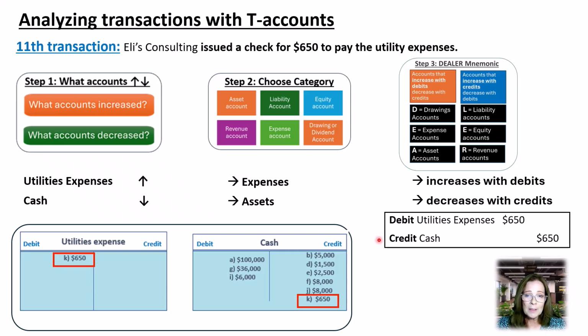We'll now write this transaction to the T accounts. We'll set up a new T account for utility expenses, write the transaction ID K and the amount of $650 into the debit column of the utility expense account. Next, we'll find the T account for cash, write the transaction ID K and the amount of $650 into the credit column of the cash T account. The last transaction, number 12, is up next.